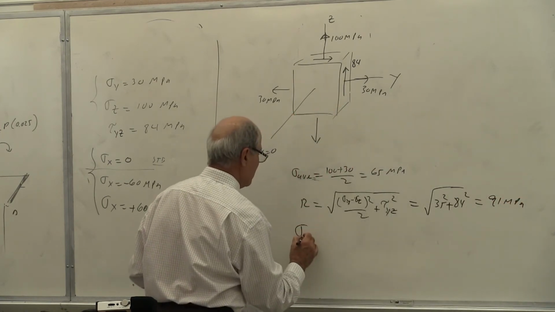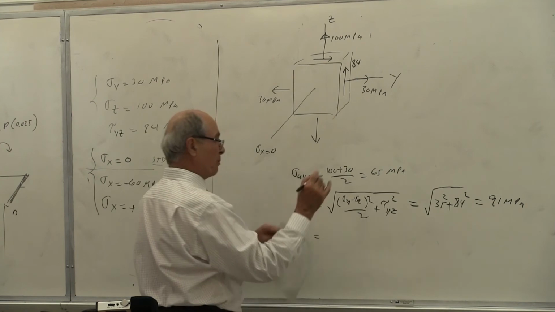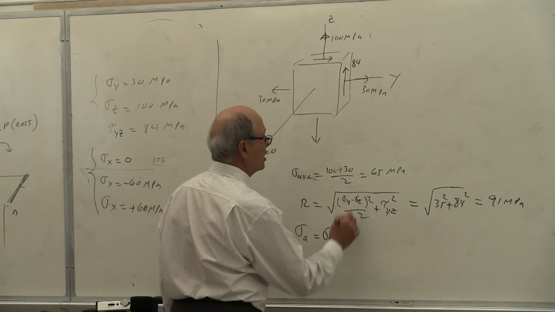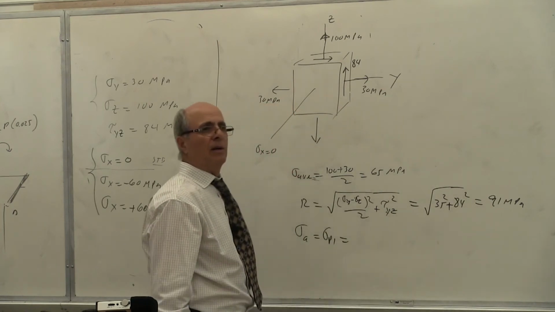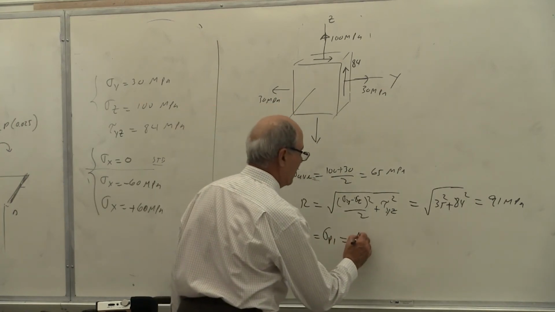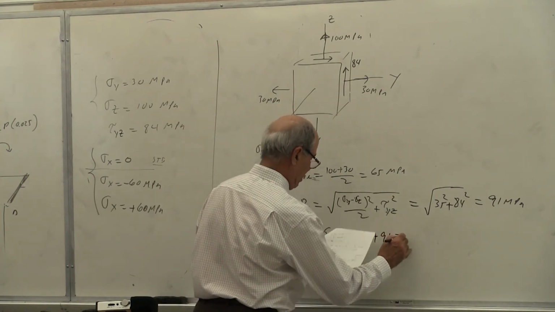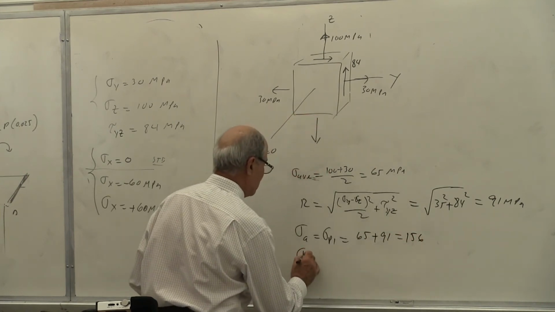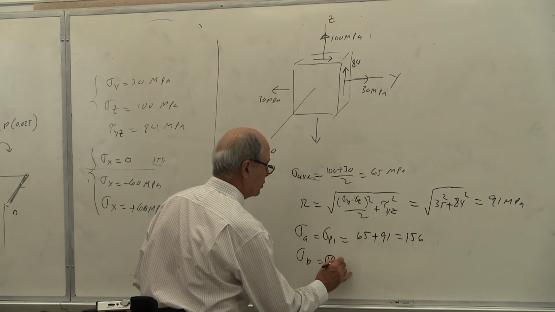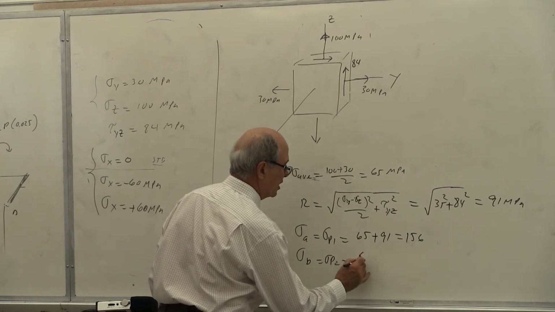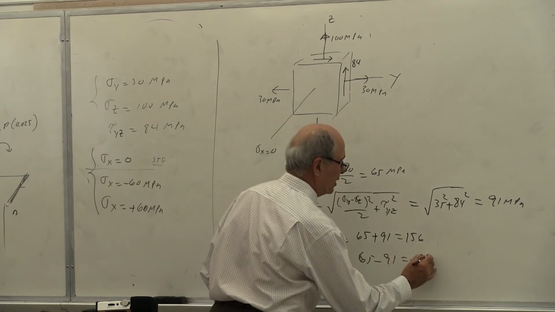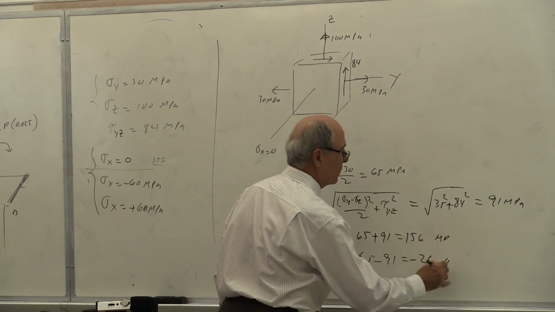And sigma A, one of the principal stresses, sigma principal 1, becomes sigma average plus R. So it is 65 plus 91, or 156 megapascal. Sigma B, sigma principal 2, is sigma average 65 minus 91, or minus 26 megapascal. Correct?